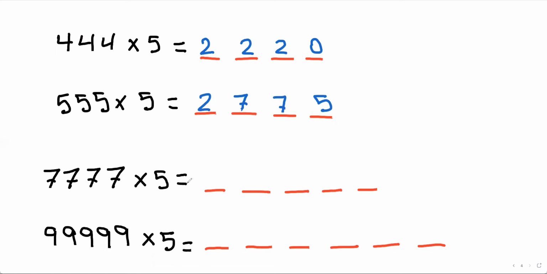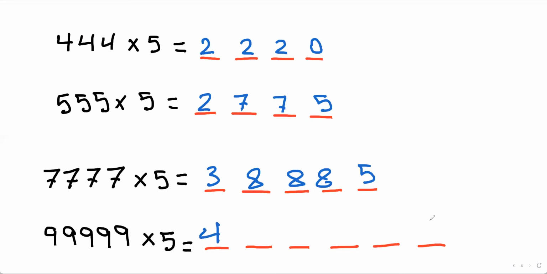Let's check it out. 7 times 5 is 35. Put the 3 there and the 5 there. Put or add the 3 and the 5, you get 8. Put all the 8s right here. And now 5-digit times 5. Would that work? 9 times 5 is 45.